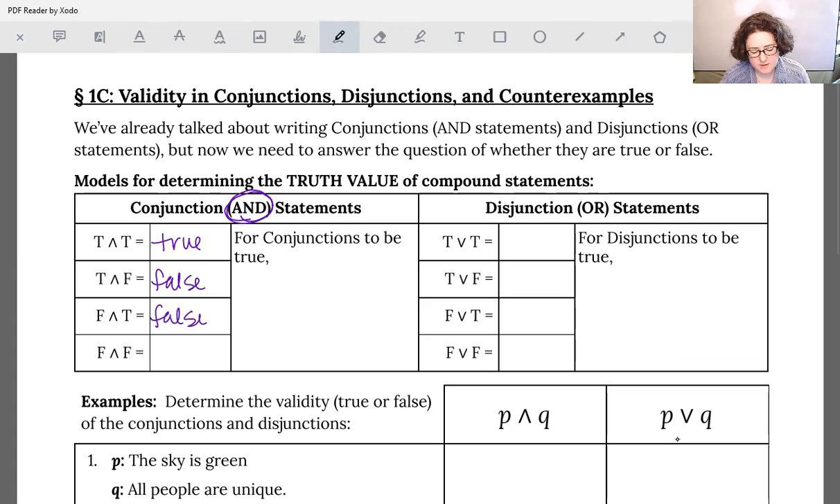And then two false items, I am wearing contacts and I'm wearing a hoodie. Well, neither of those is true, so the whole thing has to be false. So for any conjunction or and statement to be true, that means both parts need to be true.